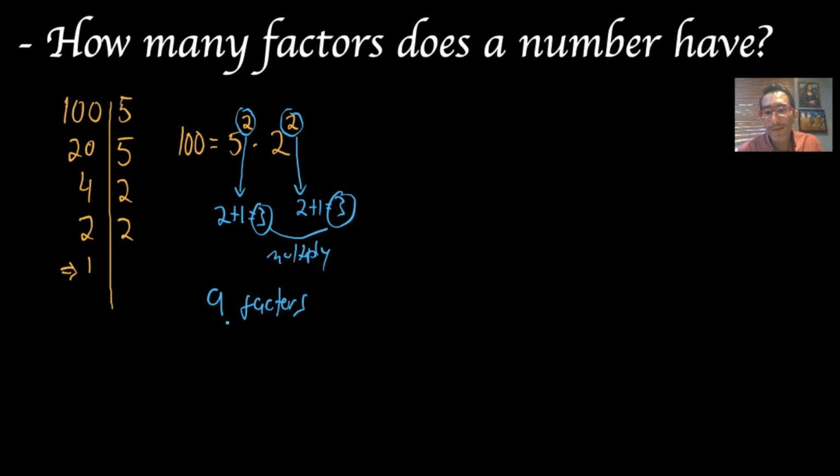We know that these should include 1. I can divide 100 by 1. I can divide it by 2. I can divide it by 4. I can divide it by 5. Actually, I can divide it by 10. I can divide it by 20. I can divide it by 25. I can divide it by 50. All these are factors. Let's see how many we have. 1, 2, 3, 4, 5, 6, 7, 8, and well, the last one will be 100.